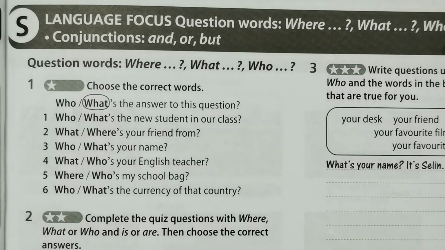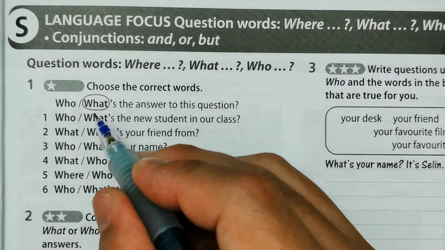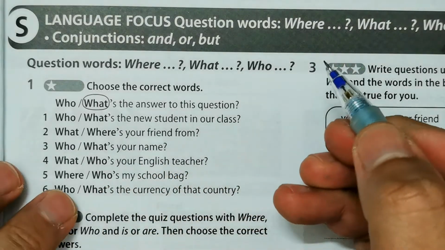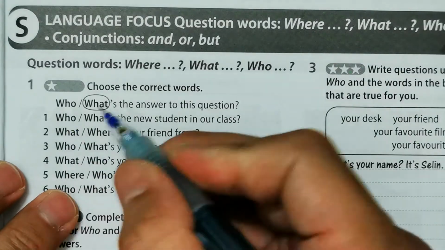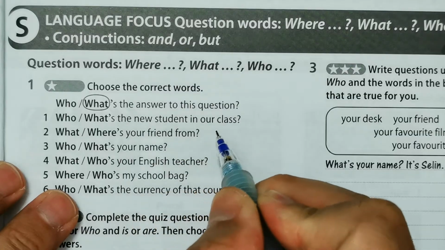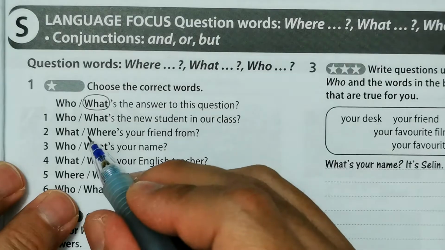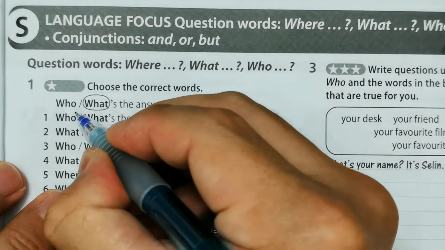So activity 1, choose the correct words. So give an example. What's the answer to this question? And then we have number 1 here. So who or what's the new student in our class? So obviously this is who. So who's the new student in our class? So we circle this who.